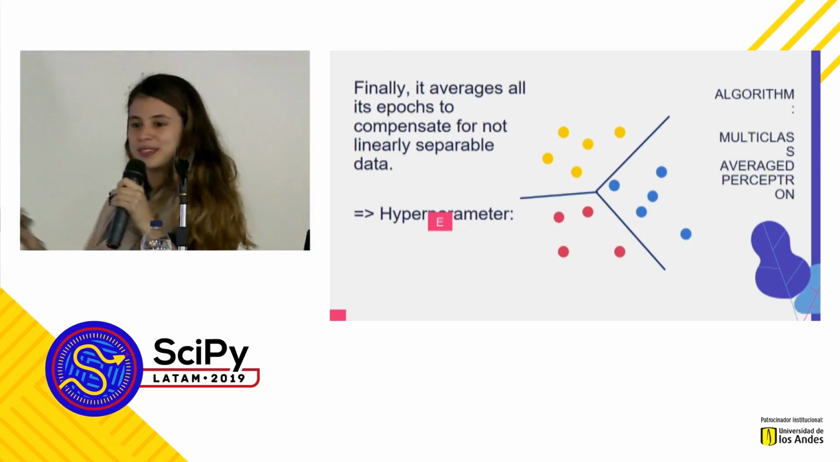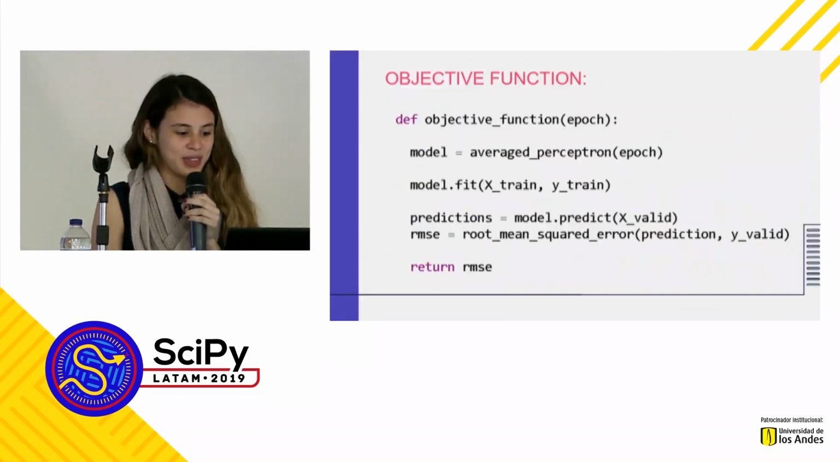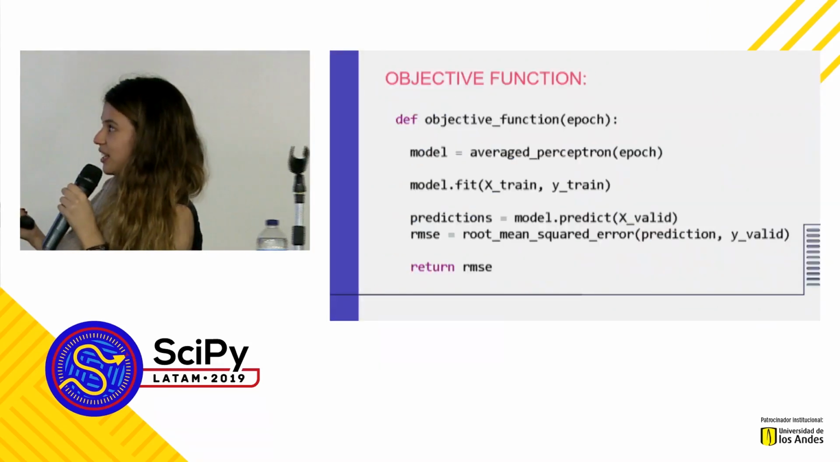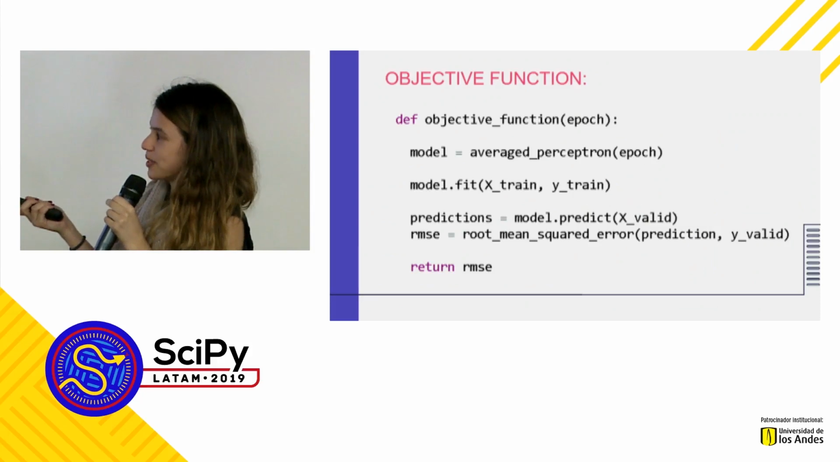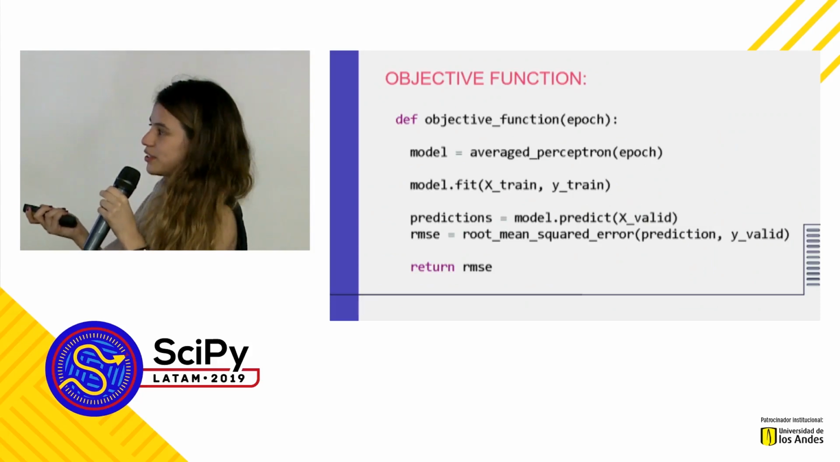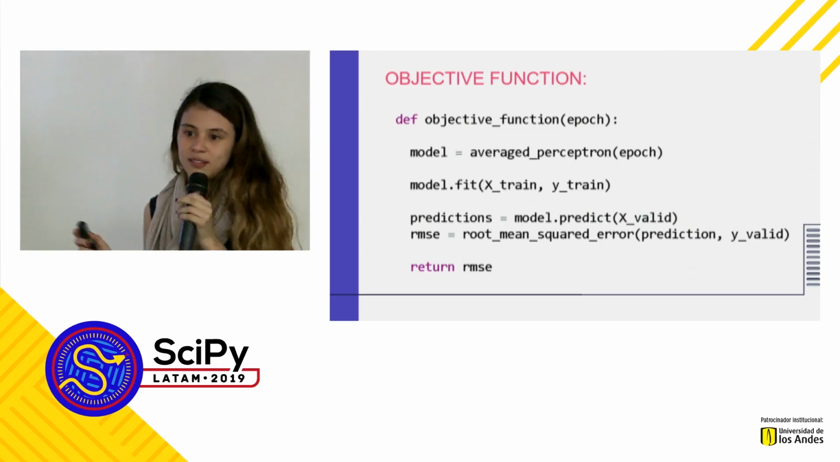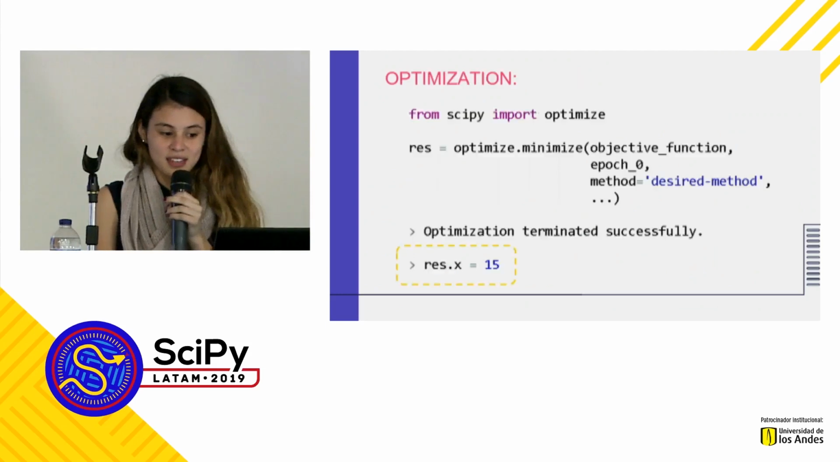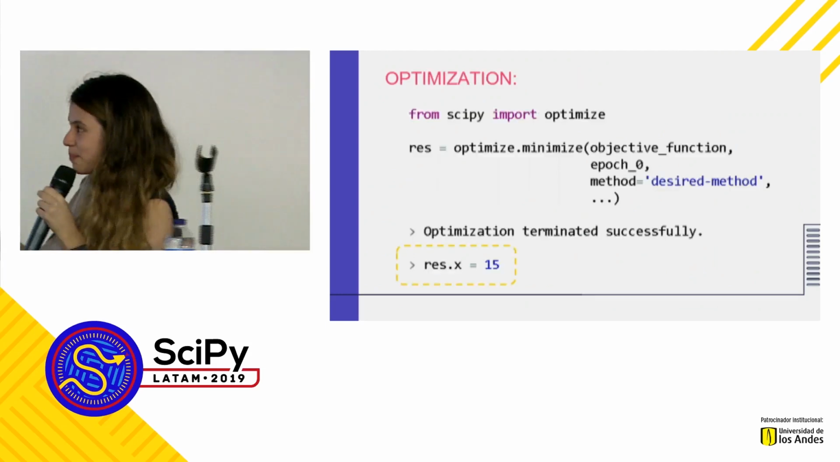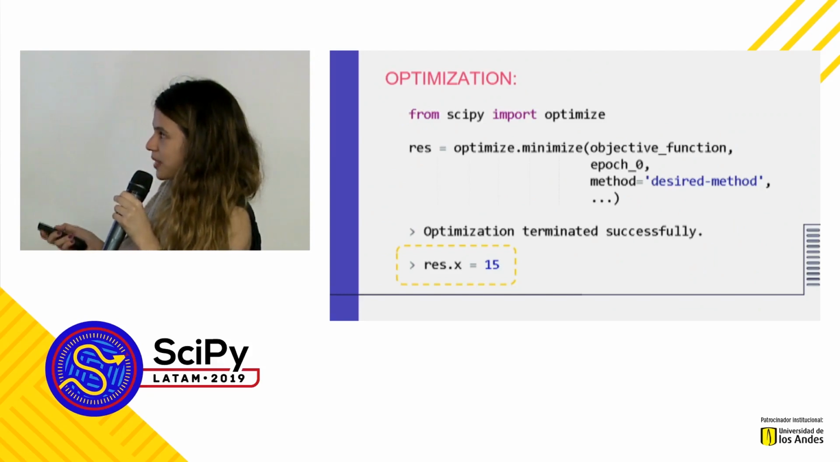And how would this be solved with the technique that I told you before? It's super simple. So the objective function is the same, just now our machine learning model is going to be the average perceptron. We're going to train on the data set, make a prediction, calculate the error, and minimize that. So it's literally as simple as just importing from SciPy optimize and minimizing that objective function.